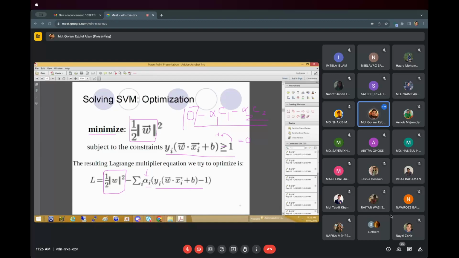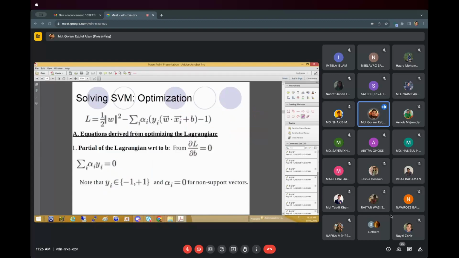Now at first, we have to take the derivative of this equation. We know that for finding the optimal value, we set the derivative to 0. So we have to take the derivative of this equation with respect to what? With respect to B first. If you take the derivative with respect to B, in this case, what will we get?